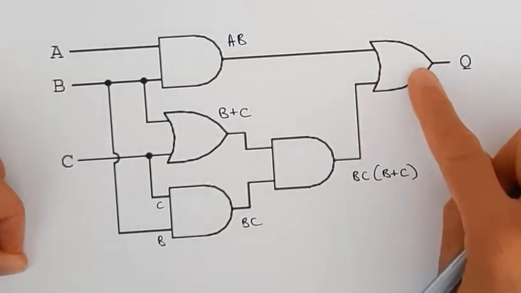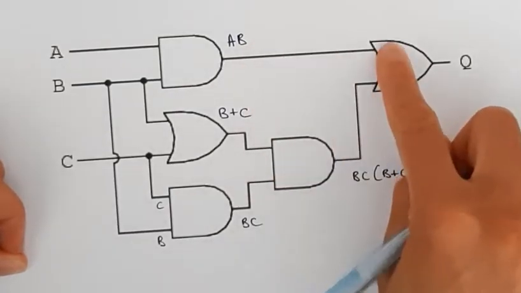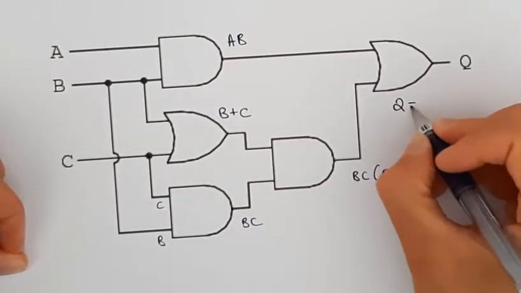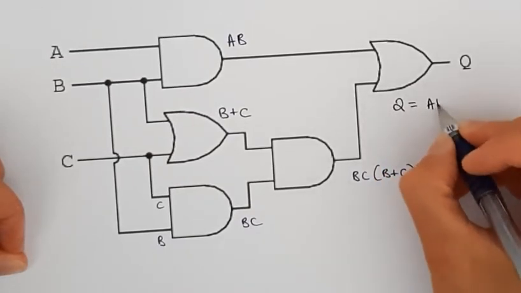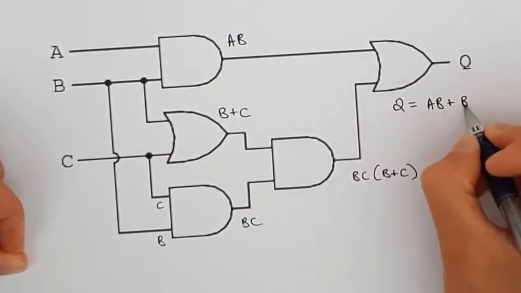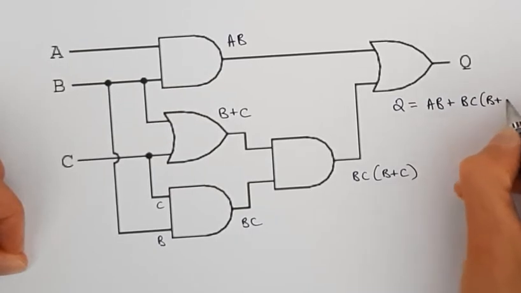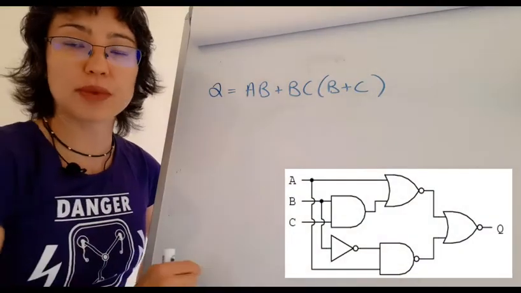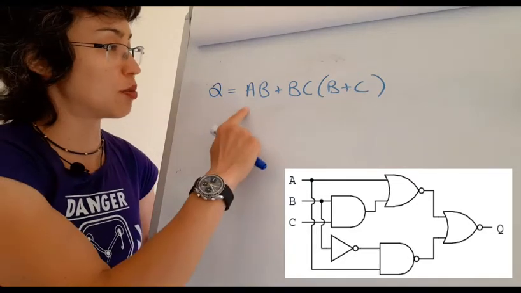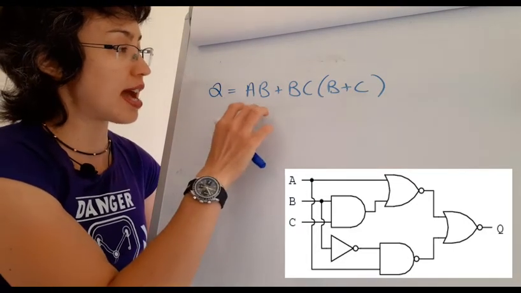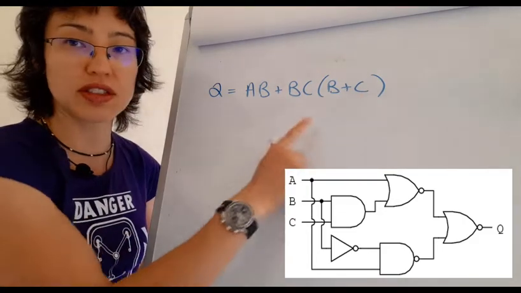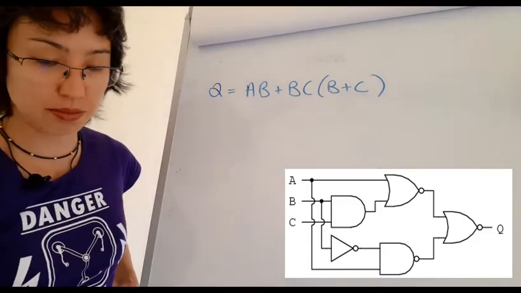And finally, I've got an OR gate here with AB going in and this expression going in. So the final expression coming out of the circuit, our output Q, is equal to this: A and B, or B and C, and B or C. So that's the expression that we now need to simplify.